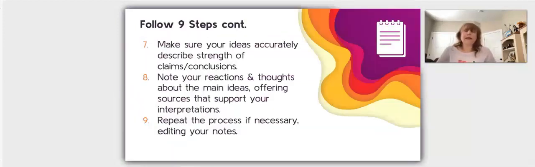The next few steps include making your ideas accurate enough that they're in the same strength of claims and conclusions. So this means not only do you understand the information, but you can interpret it properly, and you're not using synonyms that might not have the same meaning for the study. And then it's okay for you to take note of what your reaction or thoughts are about the main ideas. And then if you know of other studies that can support the interpretation or the results of the researcher and the study that you're summarizing, it's okay to tie back to that work.